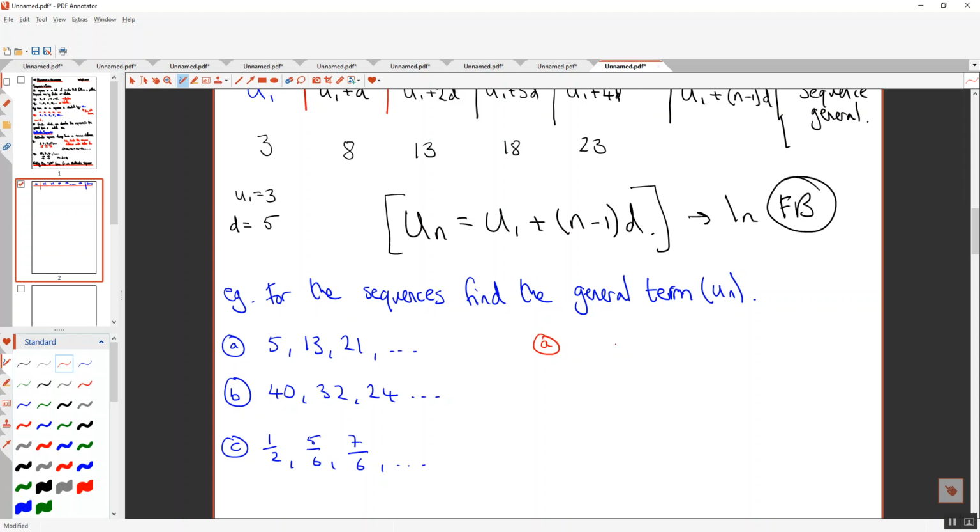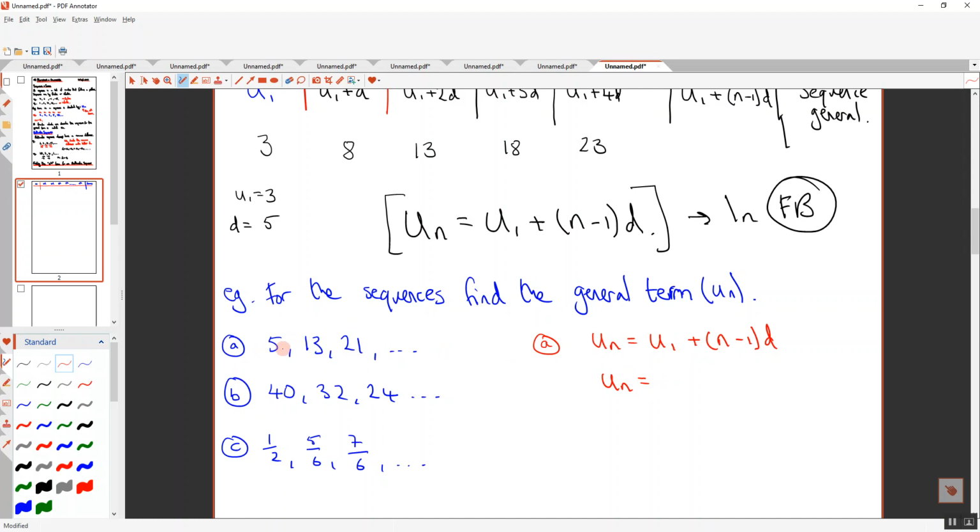Do you want me to do the first one with you, or do you want to? Yeah? Okay, so the good thing about this formula is it will always work. Now, there's other ways to work this out that you may be used to, which is fine. The formula is pretty sweet. So you start with the formula, un equals u1 plus n minus 1 times d. You're looking at your numbers, so remember, I want the general term, so it's going to be un equals.